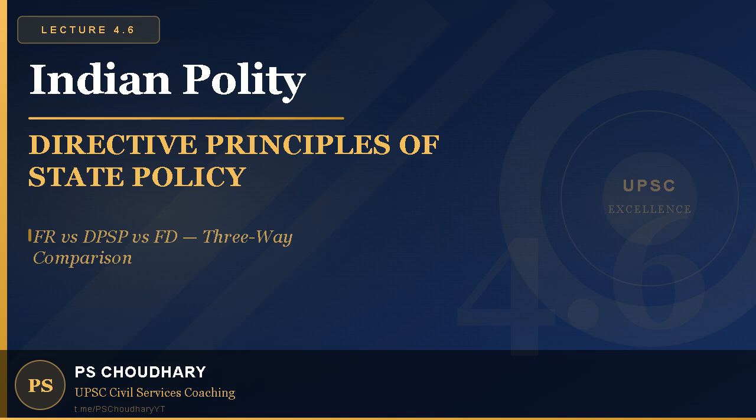Fundamental duties are found in Part 4A, which is essentially just Article 51A. They were added by the 42nd Amendment of 1976. There are 11 duties. The original 10 were added in 1976 based on the recommendations of the Swaran Singh Committee. The 11th was added by the 86th Amendment of 2002. They are not directly justiciable, though Parliament can create statutory penalties for violations.